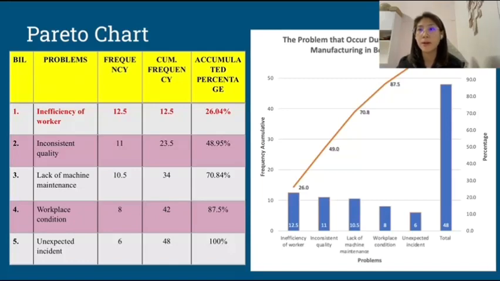The company found 5 main problems in their production and manufacturing line, which are workplace condition, inconsistent quality, inefficiency of workers, lack of machine maintenance, and the last one is unexpected incidents. We have collected feedback from their employees. The most critical problem that occurs during the production and manufacturing of Bentley Sendirian Berhad is inefficiency of workers, which stands for 96.04% or 12.5 respondents from the overall 48 respondents. This shows that inefficiency of workers is the main problem.